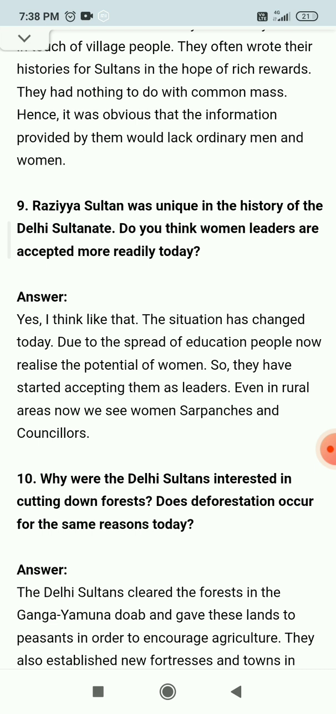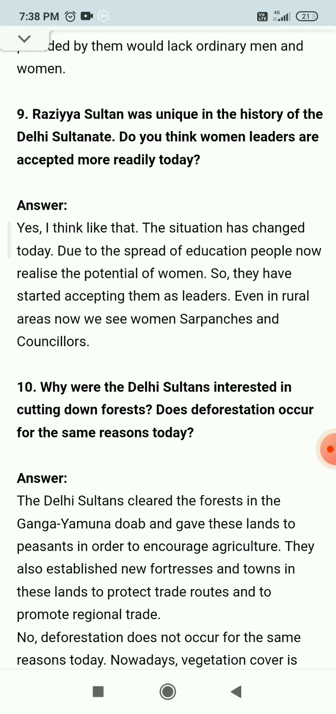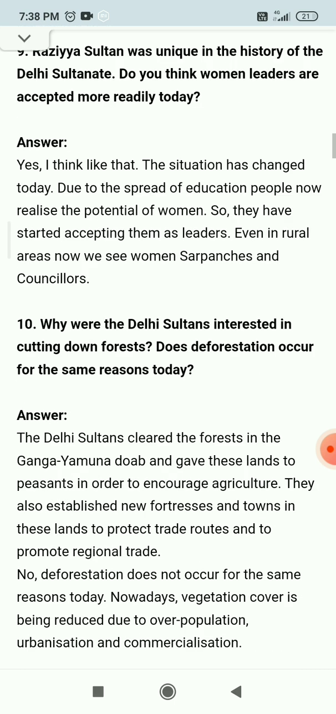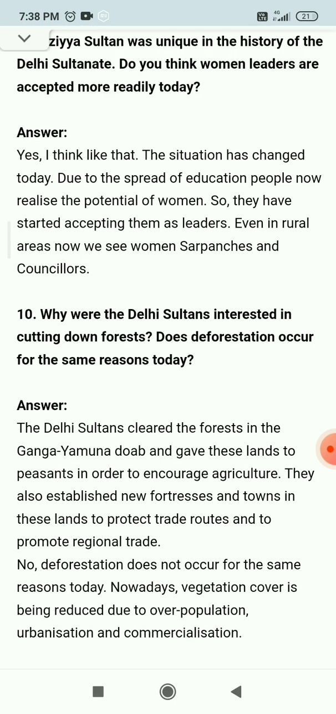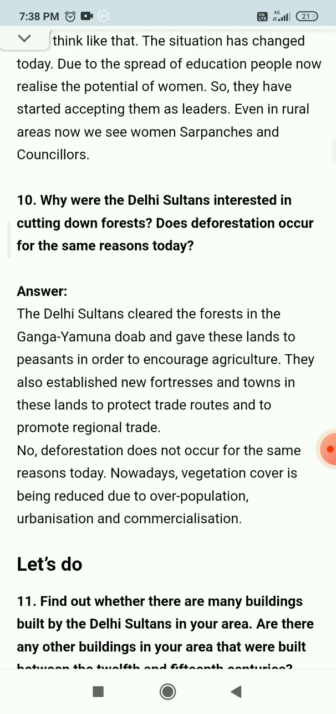Razia Sultan was unique in the history of the Delhi Sultanate. Do you think women leaders are accepted more readily today? Yes, I think so. The situation has changed. Today, due to the spread of education, people now realize the potential of women. So they have started accepting them as leaders. Even in rural areas, now we see women sarpanches and councillors.